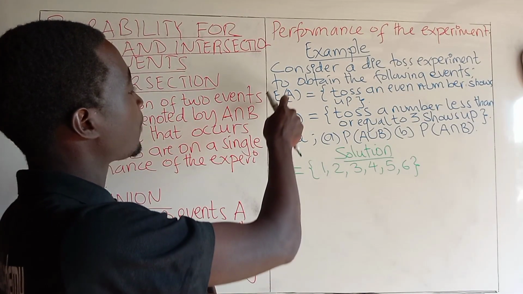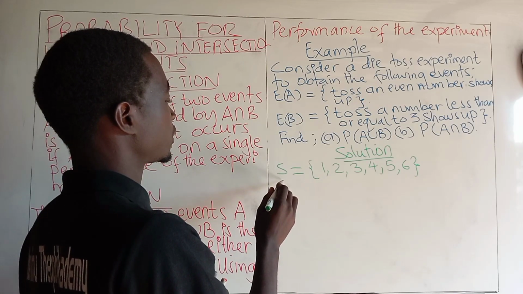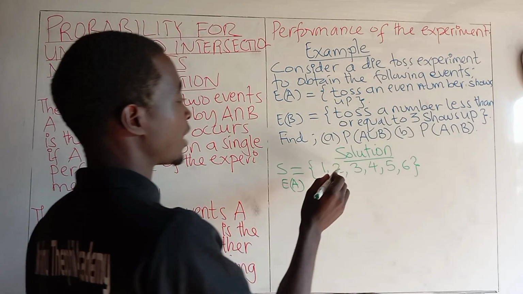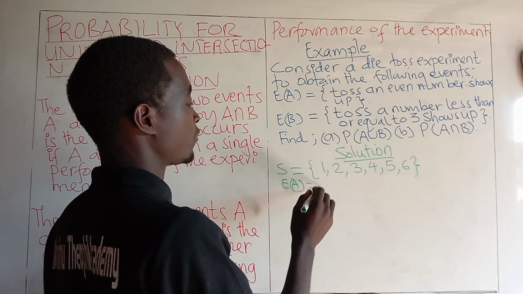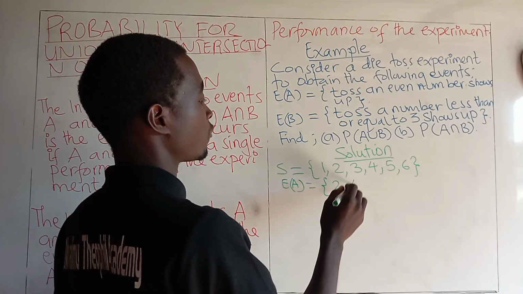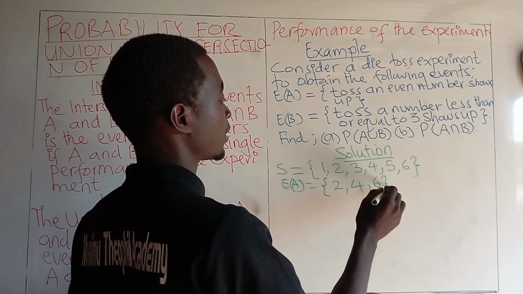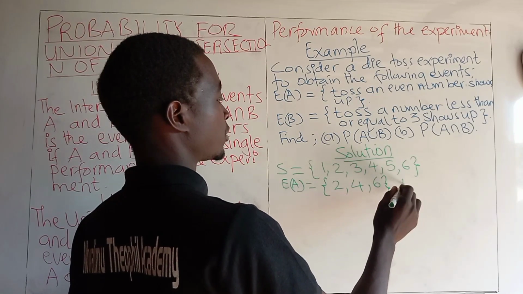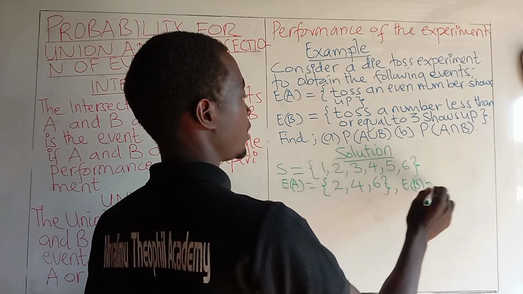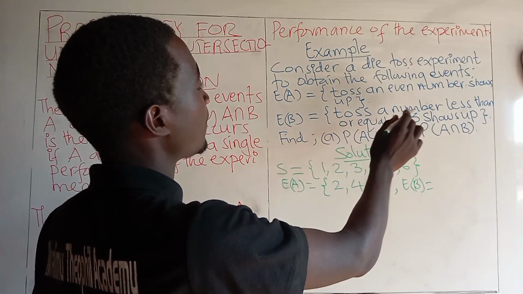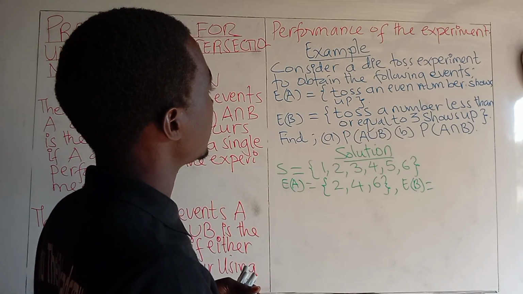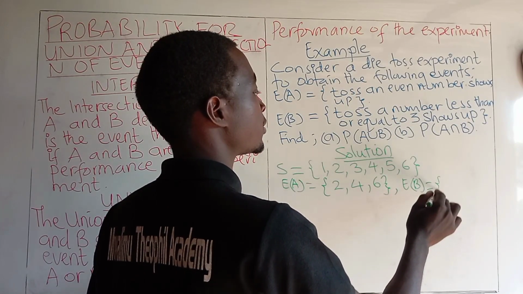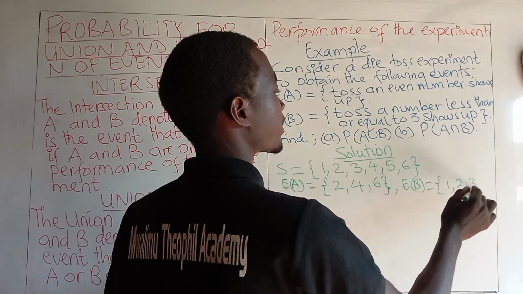Now, let us see the possible events. We have the first event, event A, which is to get even numbers. Even numbers from this sample space are 2, 4, and 6. This is the first possible event. The second possible event is event B, a number less than or equal to 3. A number less than or equal to 3 is 1, 2, and 3.